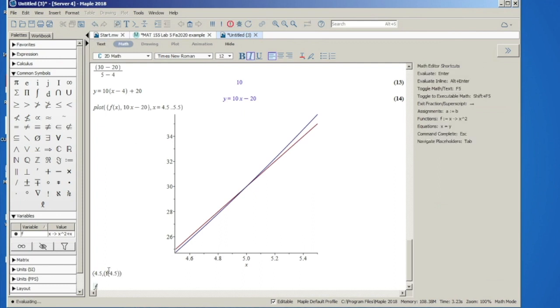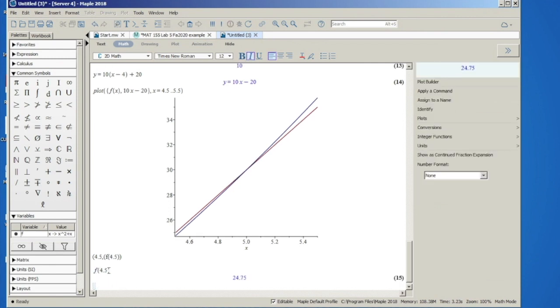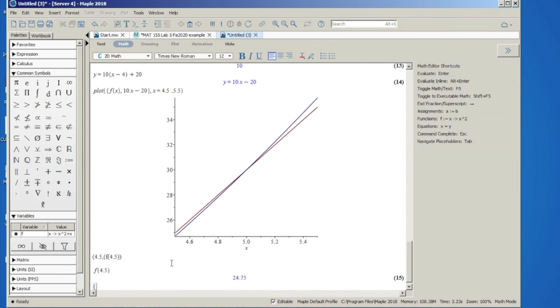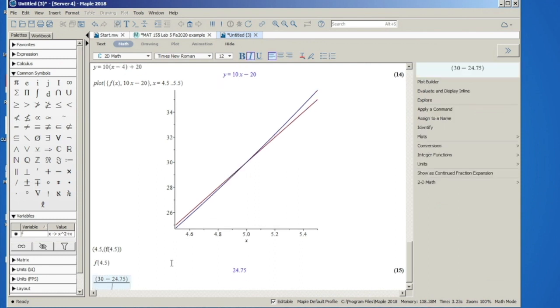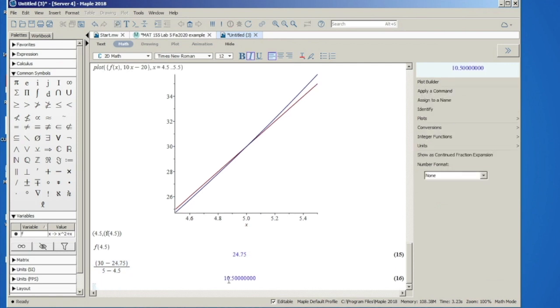All right, so let's determine what the value of the function is at 4.5. The value of the function at 4.5 is 24.75. So now let's find the slope between this point, and again I'm using the original point 5 and f of 5. So I have 30 minus 24.75 divided by 5 minus 4.5. So now I get the slope to be 10.5.